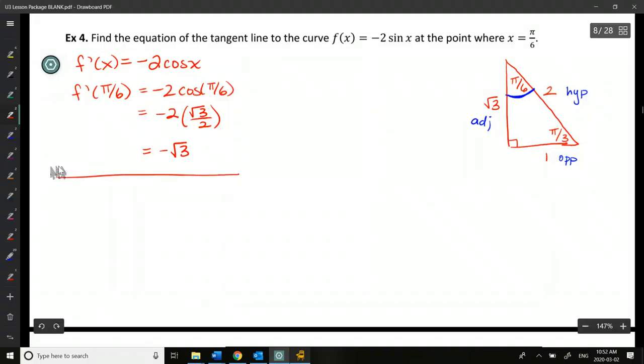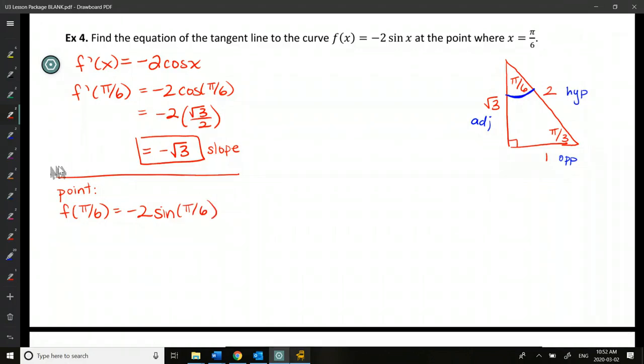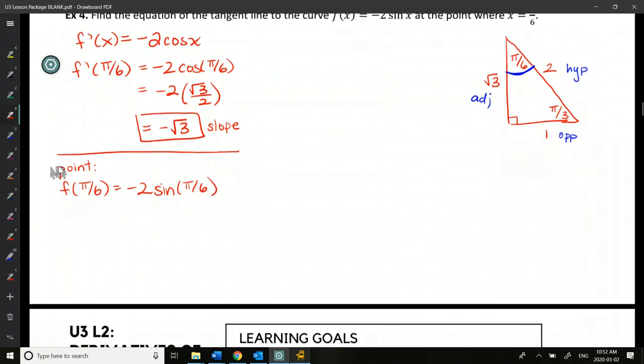Okay, the 2's here will cancel and we'll just be left with negative root 3. We also need a point on the line. So this is going to be our slope of our tangent. We need a point. We have the x, we need the y. So we're going to evaluate f at pi over 6. Same process that we've done in the past. The process isn't new, it's just the derivative part that's new.